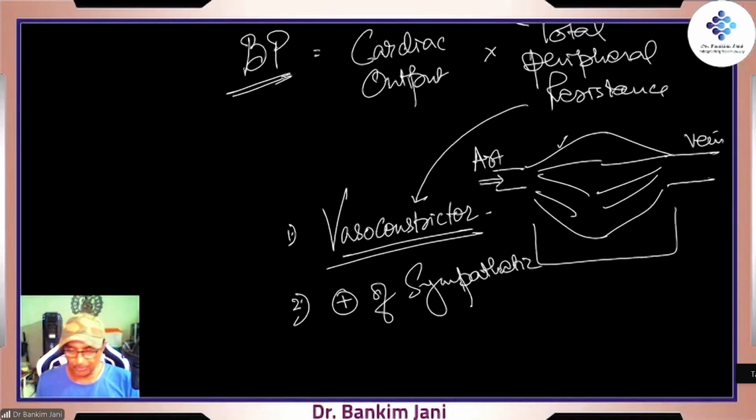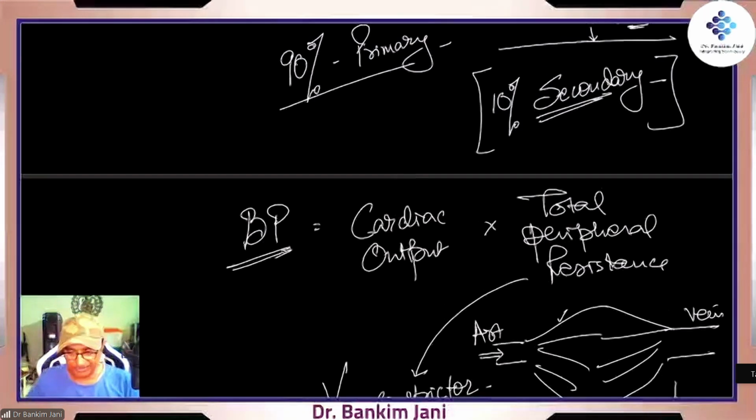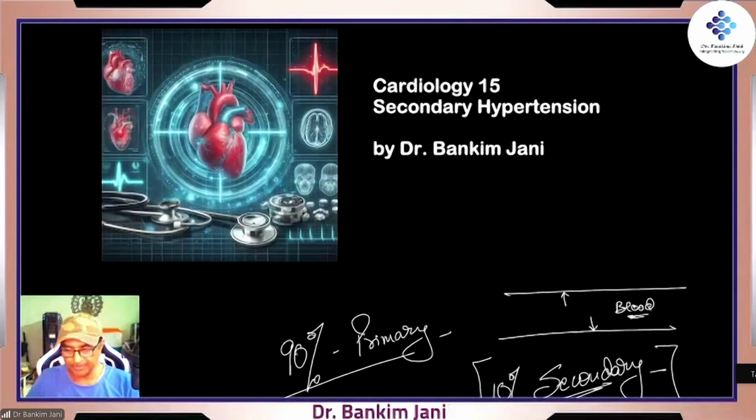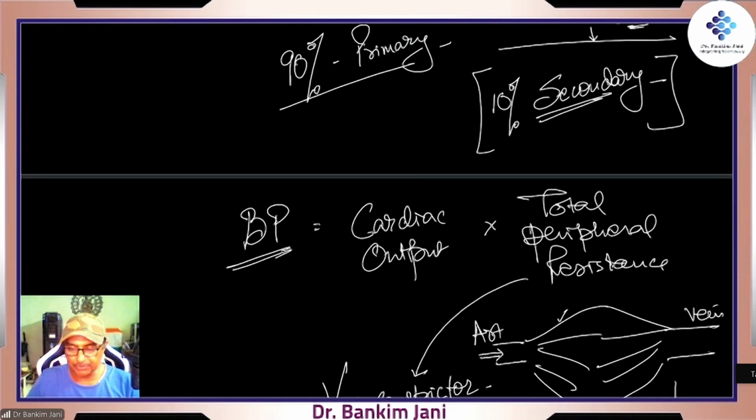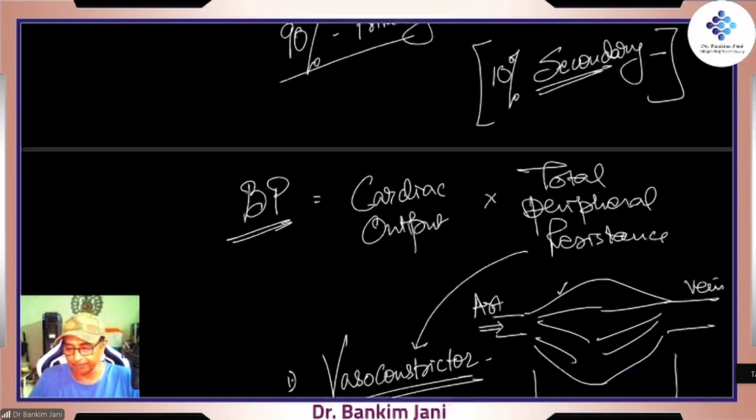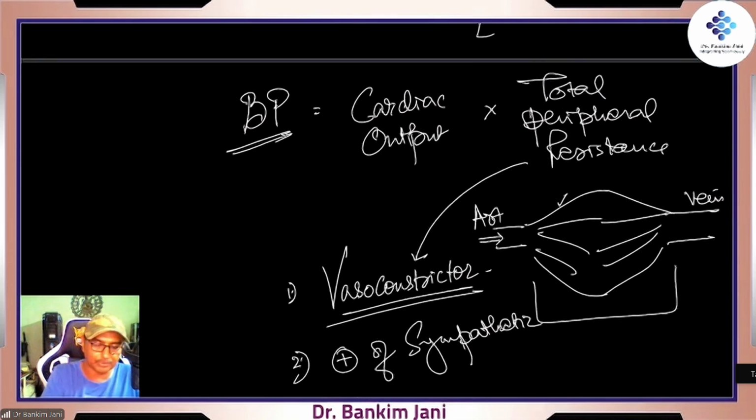No, you have not lost anything. We just started, and today's topic is secondary hypertension. In secondary hypertension, the hypertension is associated with some other diseases. So which are the diseases with which blood pressure is high? In that, we learned about this first formula: blood pressure is equal to cardiac output times total peripheral resistance.